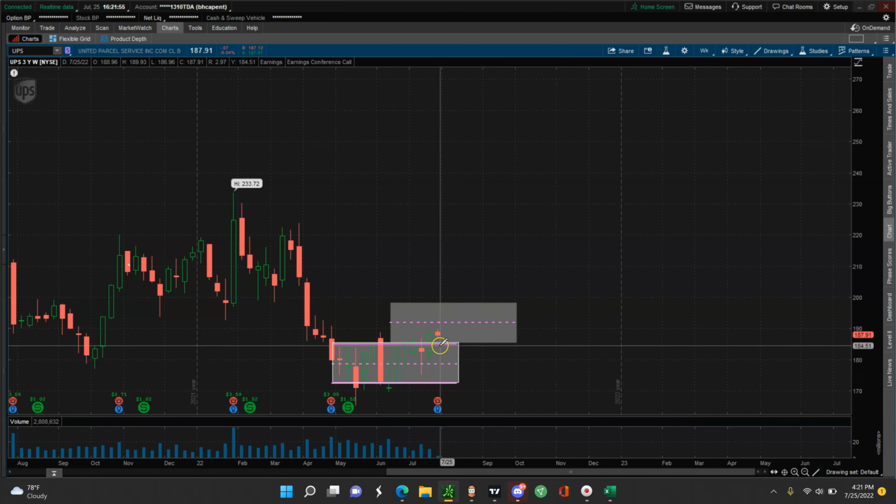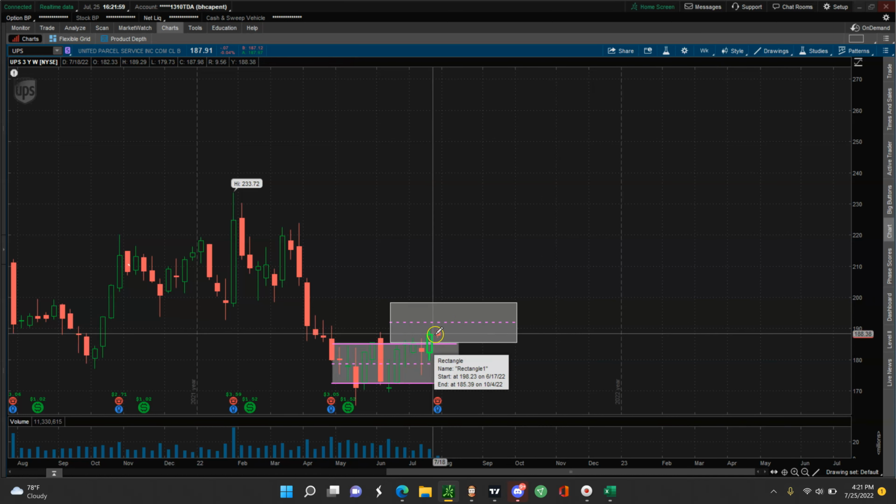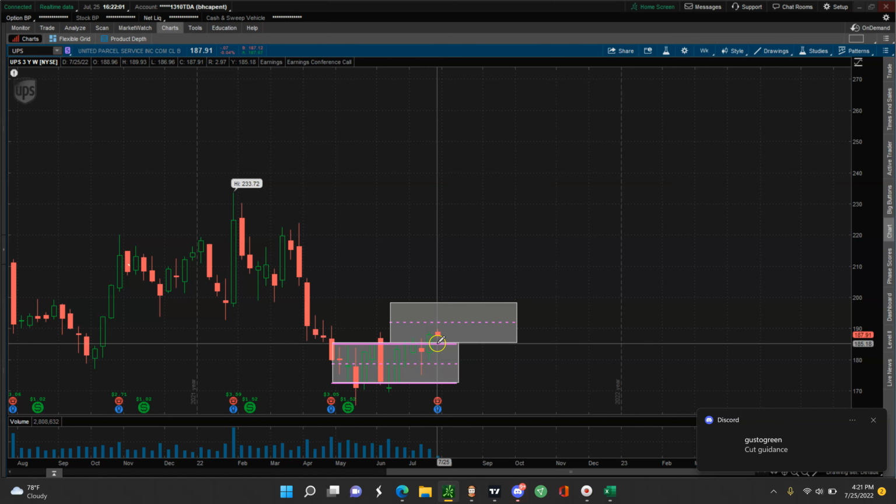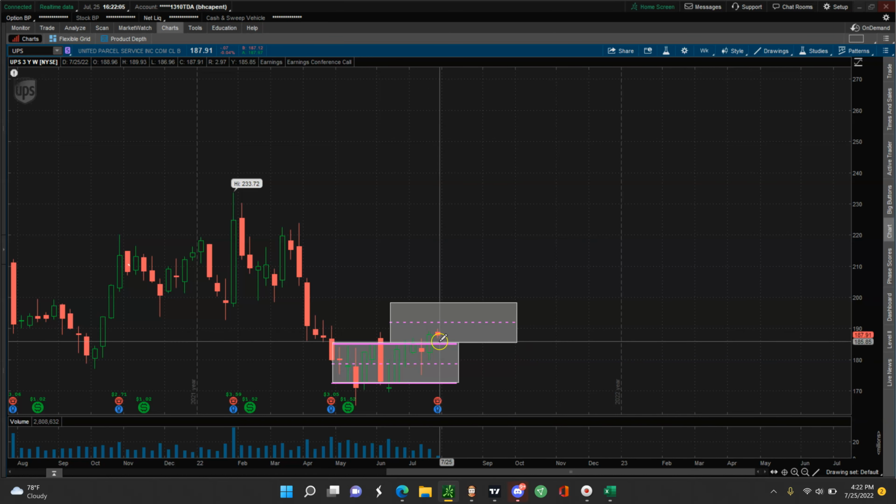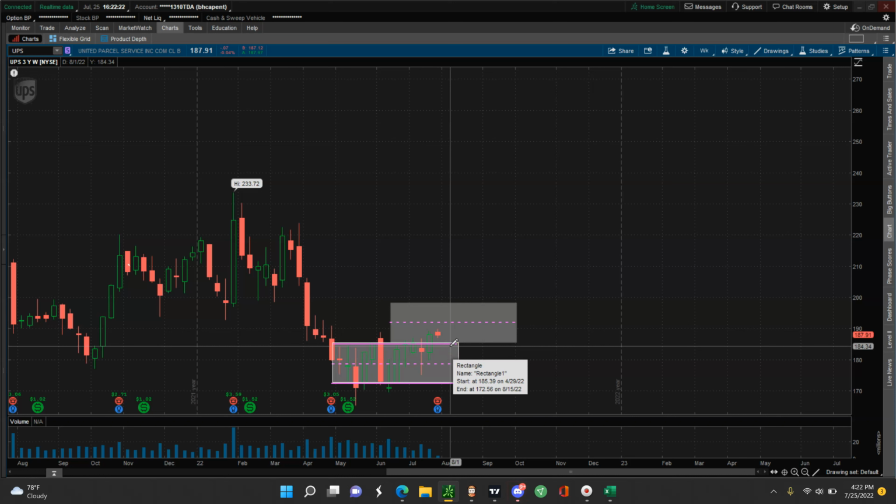So let's look at UPS right now. You see last week that UPS closed above the top of this range, so above 185. So let's say I was thinking of getting into a bullish position. And of course, this isn't investment advice, and I'm not saying that this is what's going to happen. I'm not saying that this is a position that I'm thinking about, but I'm just speaking in hypotheticals. So let's say I'm bullish on UPS this week.